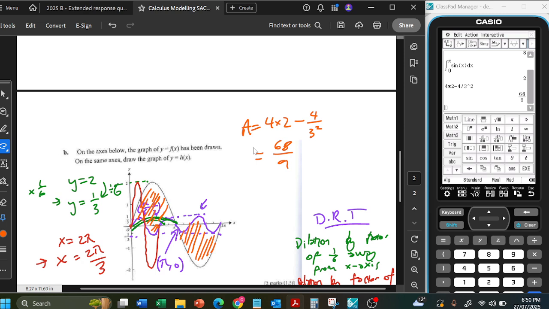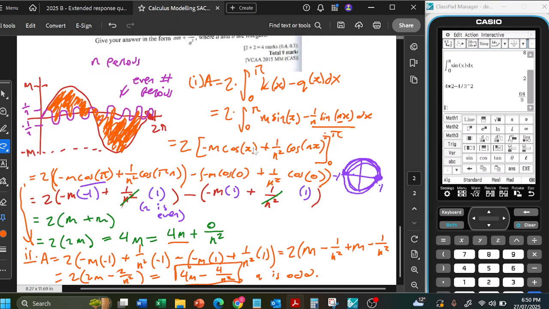Although it didn't ask us to find the integral, I would encourage you to set up the integral to find the orange area here. The way you'd need to do that is to go the integral from 0 to pi of that one up the top, so 2 times this, that one up the top, minus the one down the bottom. Does that give you an answer of 68 over 9, in which case you can illustrate this generalized case that we found in the last couple of questions here.